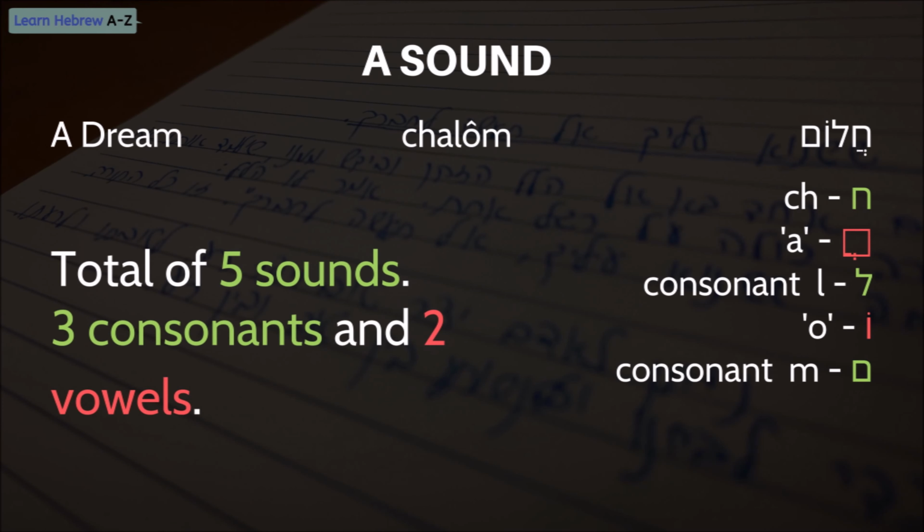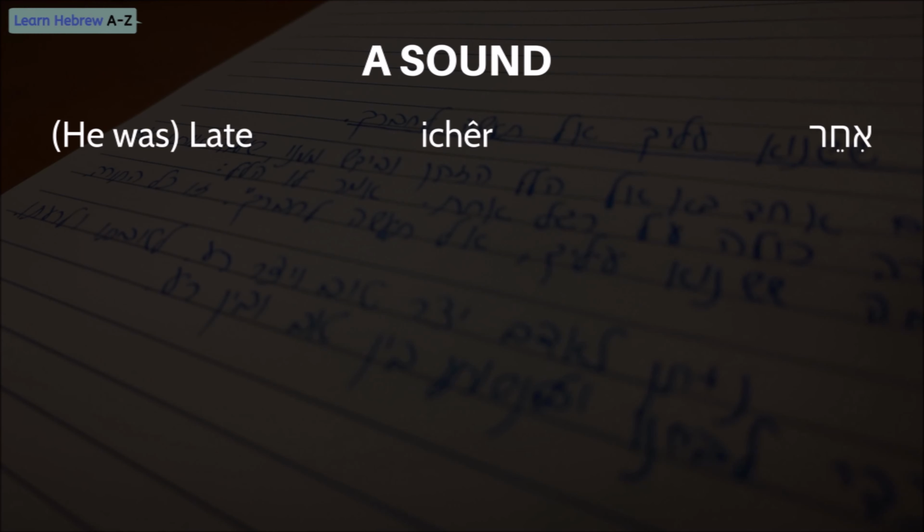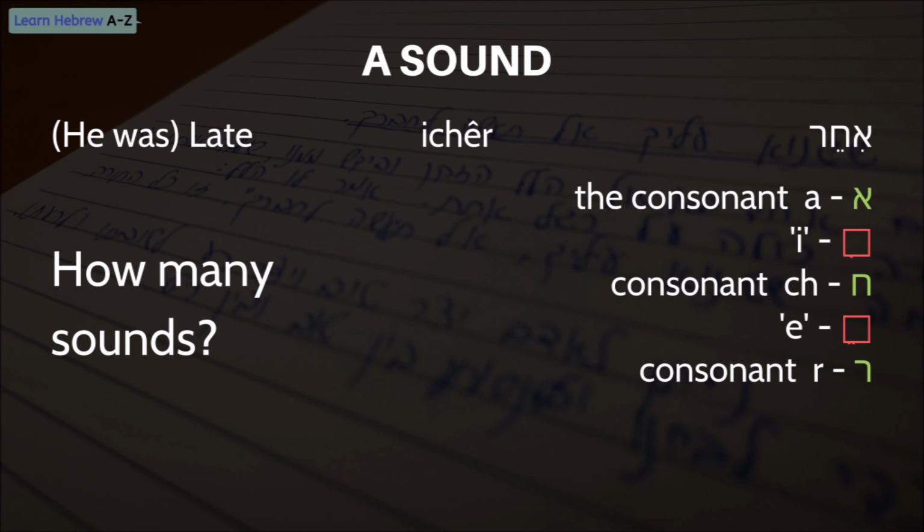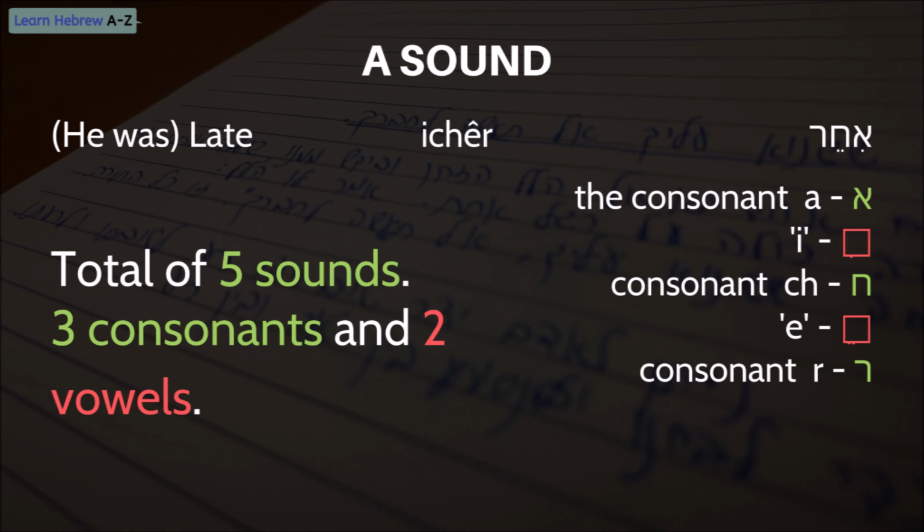We will now see the word icher. How many sounds do we have here? The consonants a, cha, and r, that are represented by the letters aleph, chet, and resh respectively. The vowels e and e, that are represented by the nikud signs chirik and tzere respectively. A total of 5 sounds.